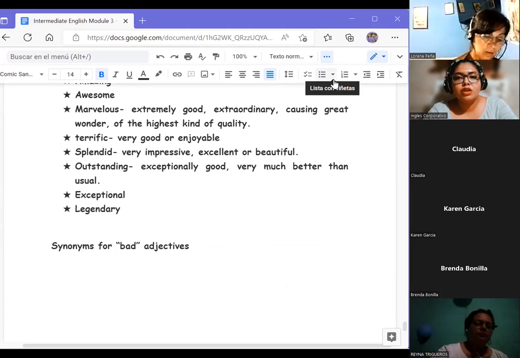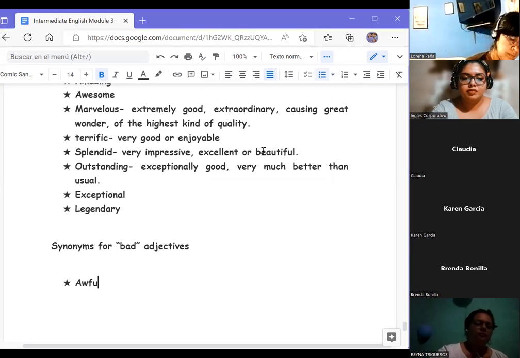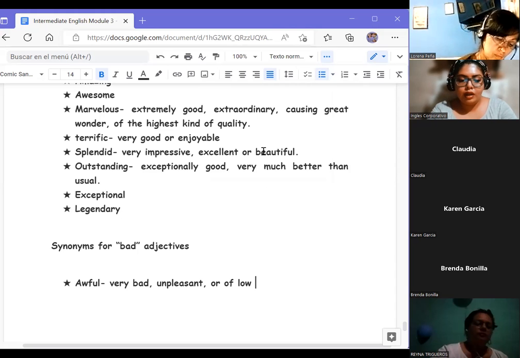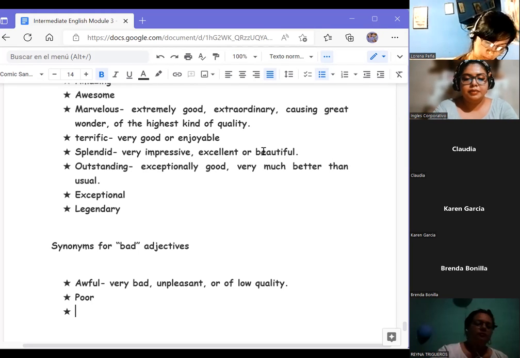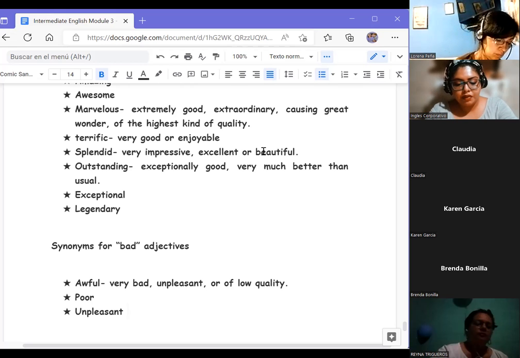And then we have the first one, and that is awful. That means very bad, unpleasant, or low quality. Then we have poor. That means of a very low quality or standard. Unpleasant. Not attractive, enjoyable, or pleasant, causing discomfort; of a person or their manner, unfriendly and rude.